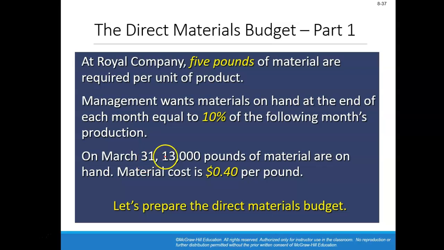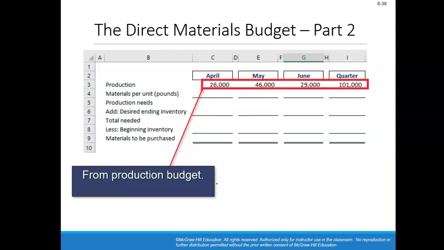Now, on March 31st, we had 13,000 pounds of material on hand. That was our March 31st ending inventory, 13,000 pounds. Now remember that the March 31st ending inventory will become your April 1st beginning inventory. Material cost is going to be 40 cents per pound. Let's prepare our direct materials budget.